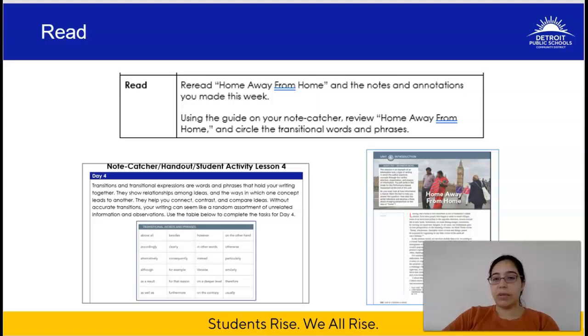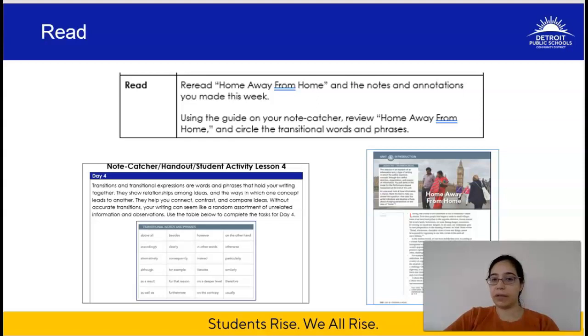You'll be rereading Home Away from Home today with a focus on finding transitional words and phrases. So your note catcher for lesson 4 has a table that's shown on the screen here, and that table lists some common transitional words and phrases. So you'll first take a few minutes to read the paragraph on the note catcher and to skim the table and to read about what some of those transitional words and phrases are. And then you'll reread Home Away from Home and underline some of those words and phrases that you find in the text.